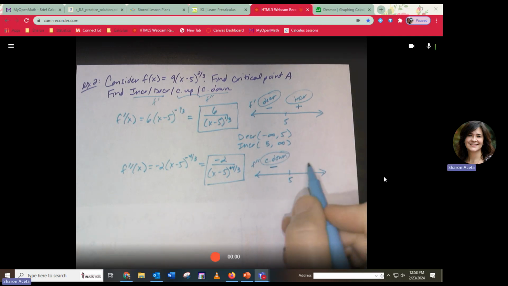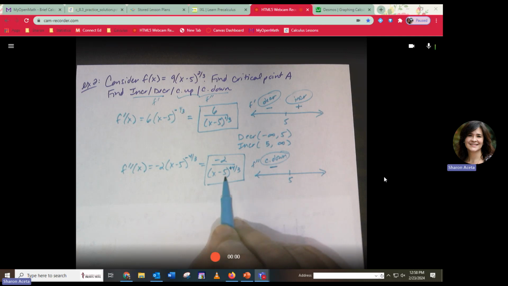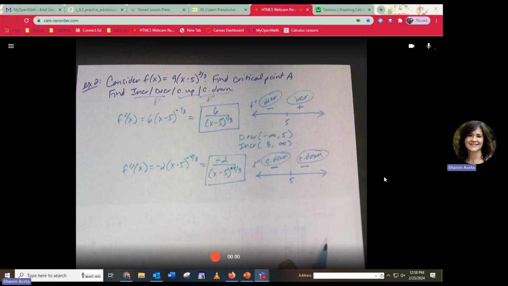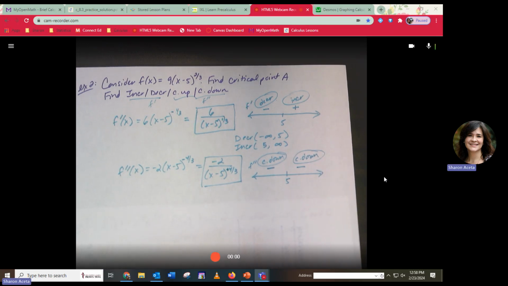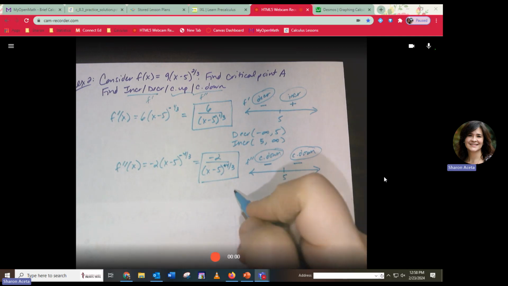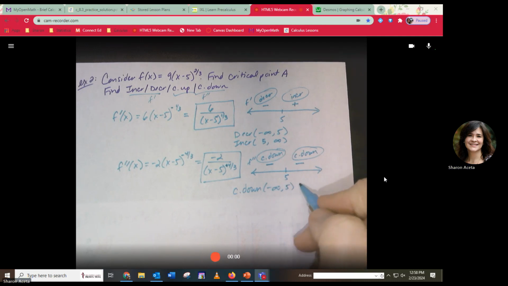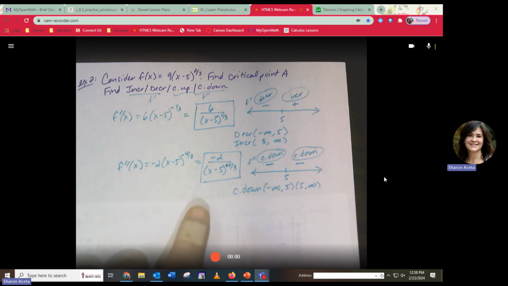Now, if I pick a number after 5, so let's say like 10, 10 minus 5 is positive. To the 4/3 is still positive, but on the top it's negative. Oh, I'm negative again. I'm concave down again. So let's just real quick take a look at what this picture looks like. And here's actually how you should write it. Concave down from negative infinity to 5, 5 to infinity. You actually don't want to say the whole thing because something's happening at 5.